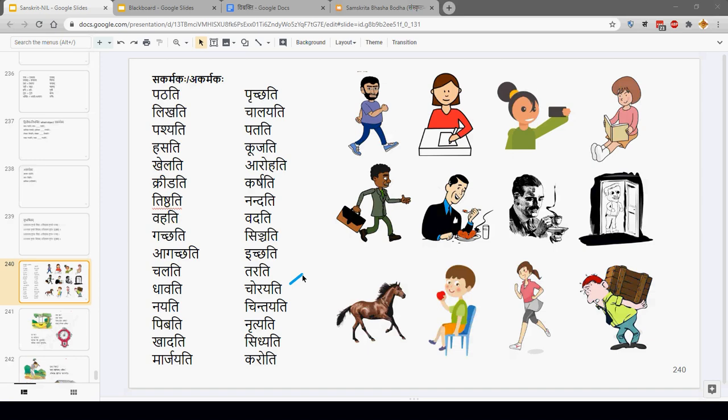Chorayati. Chorayati means steals, like stealing. So that will be transitive. Yes.